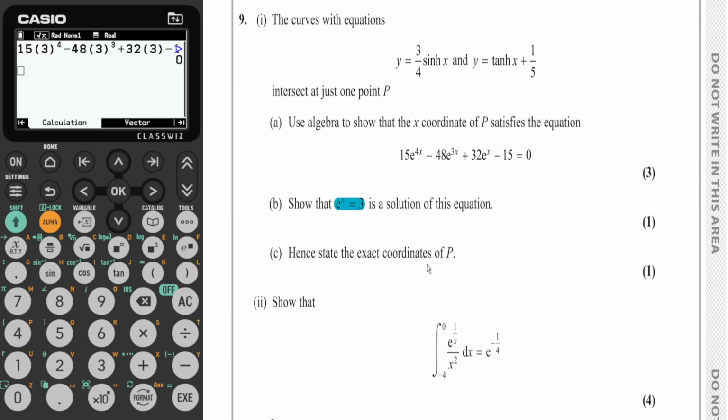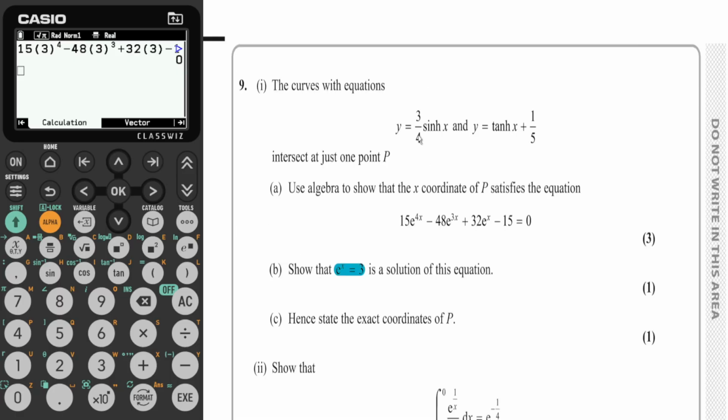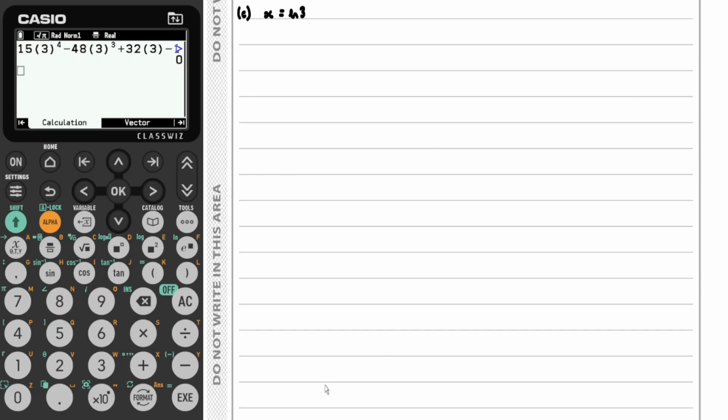Part C, hence state the exact coordinates of P. For part C, if we have e to the x equaling 3, from this we can state that x is equal to the natural log of 3. And if we use y equals 3/4 times hyperbolic sine x, we would have y equals 3/4 times hyperbolic sine of the natural log of 3. And using the exponential definition of hyperbolic sine, we would have 3/4 times by e to the natural log of 3 subtract e to the negative natural log of 3 all over 2.